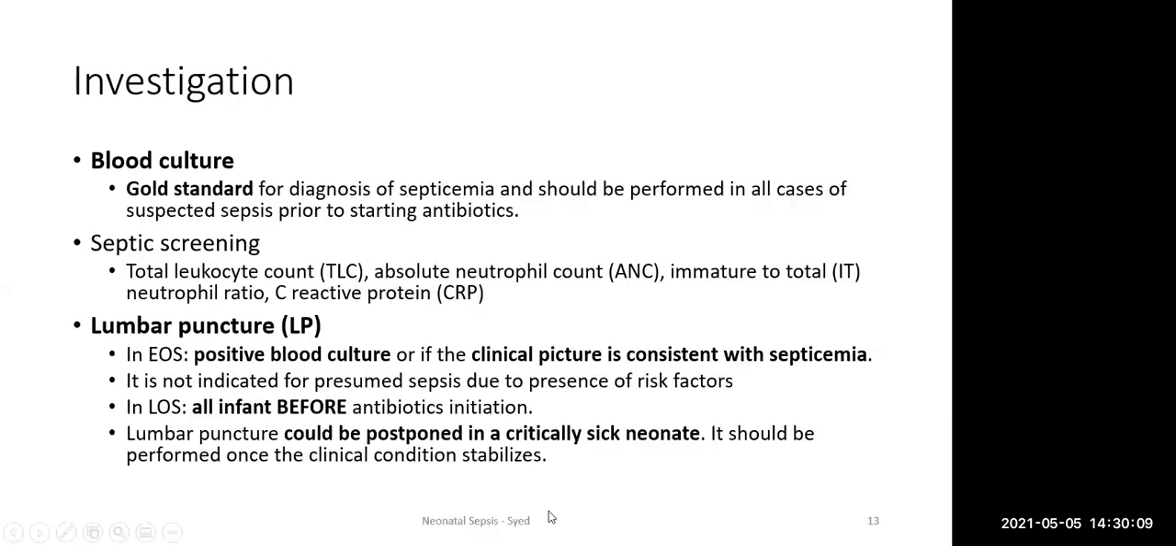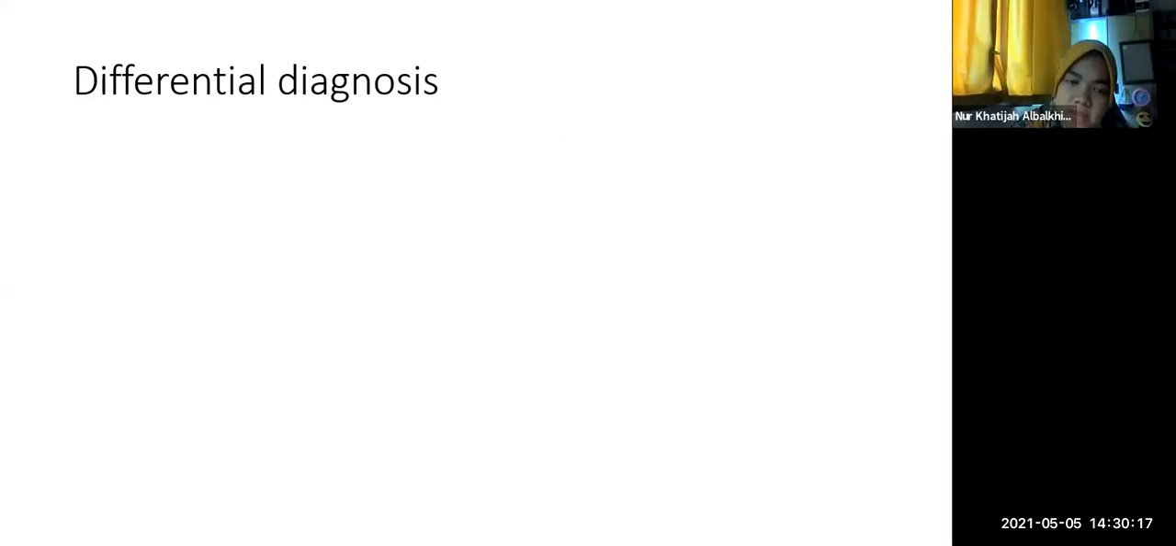Okay, for example, the baby comes with respiratory distress. You don't diagnose congenital pneumonia. You diagnose community acquired pneumonia. Faham kan? Faham tak? So you diagnose community acquired pneumonia. Congenital pneumonia is an example of early onset sepsis.